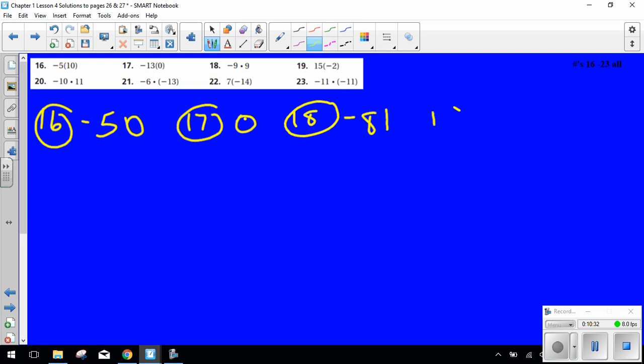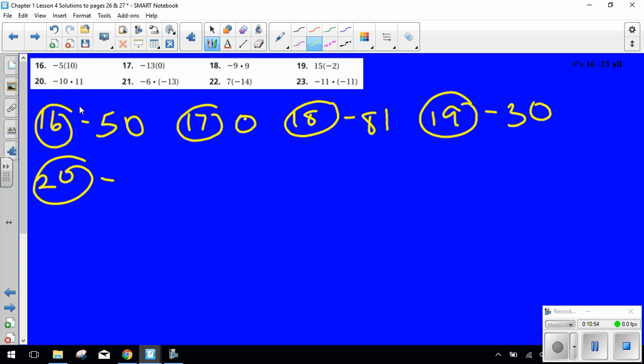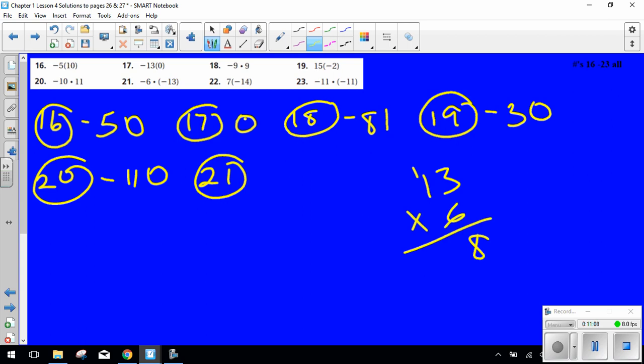Okay, for number 19, we have a positive times a negative. Signs are different, negative. 15 times 2 is 30. So my solution is -30. Number 20, I have a negative times a positive, so the answer is negative. And 10 times 11 is 110. 21, I have a negative times a negative, so my answer is positive. And 13 times 6, I get 78.